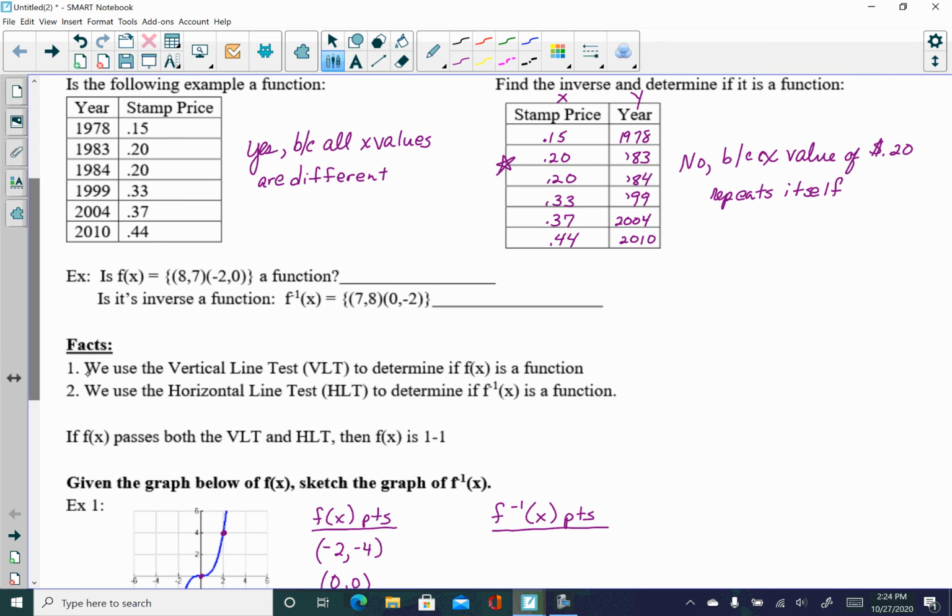The example below, they ask us, just these two ordered pairs here, is this a function? Are your x values different? Yes, if they are, then it's a function. Is the inverse a function? You notice here all that I did between these two ordered pairs is just switch them. Ask yourself again, are the x values different? I got a positive 7 and a positive 0. Well, 0 is not really positive or negative, but those are both different, so yes, it's also a function.